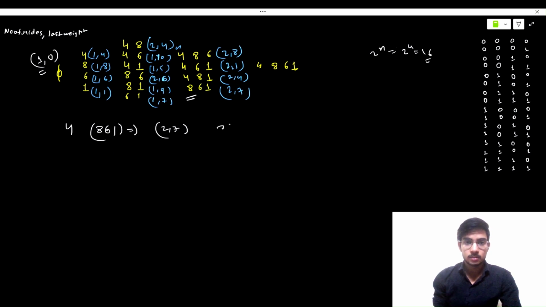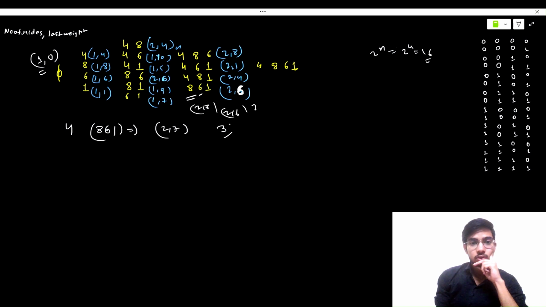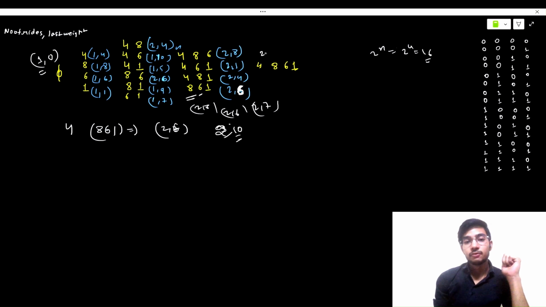So 3, 2, 6 would be the state in this case, right? This is 2, 6. Why? 2, 8, 2, 6, 2, 7. Among those, 2, 6 will be the minimum. Perfect. Now this will be 2, 6. You can process it. 2, 10 would be the answer.